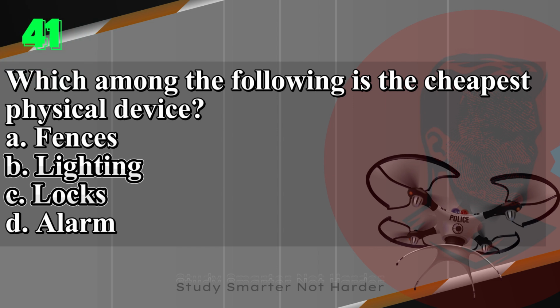41. Which among the following is the cheapest physical device? A. Fences, B. Lighting, C. Locks, D. Alarm. Answer: C. Locks.